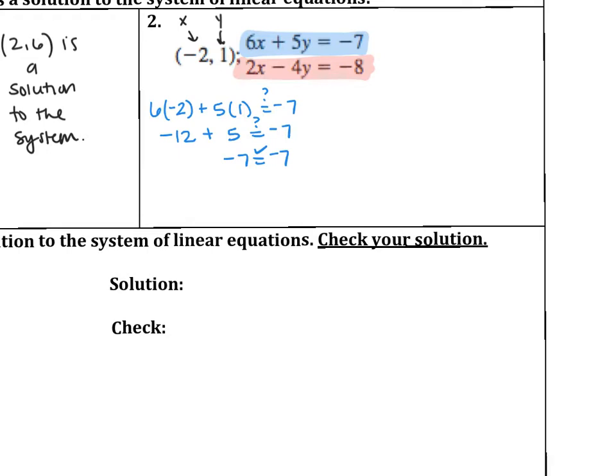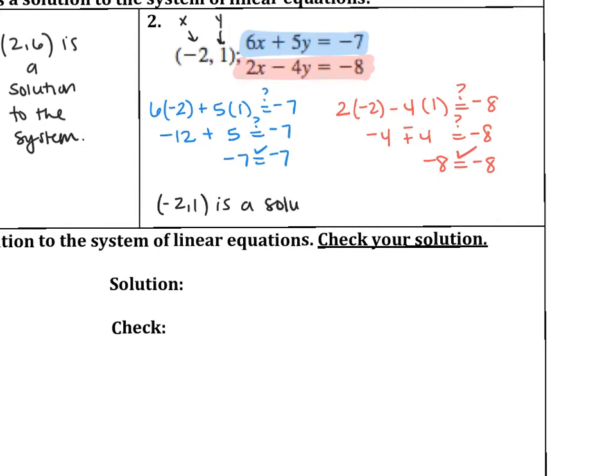But I need it to be true for both. So let me check my red equation. 2 times x, which is negative 2, minus 4 times y, which is 1. Does that equal negative 8? 2 times negative 2 is negative 4, minus 4 equals negative 8. And negative 4 plus negative 4 is negative 8, equals negative 8. That's true. So I can conclude that (negative 2, 1) is a solution to the system. Nice.